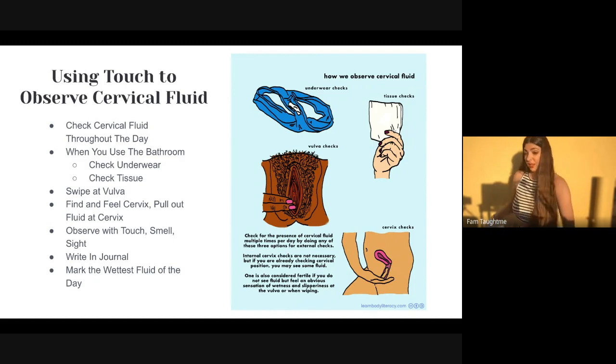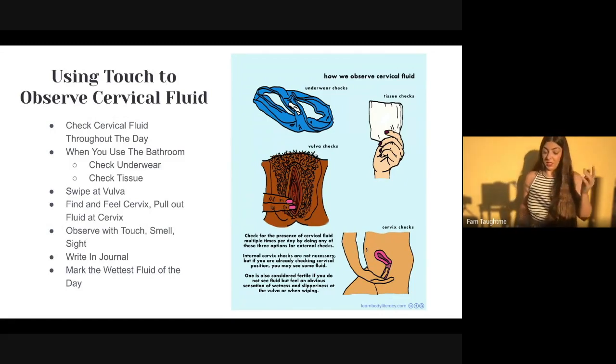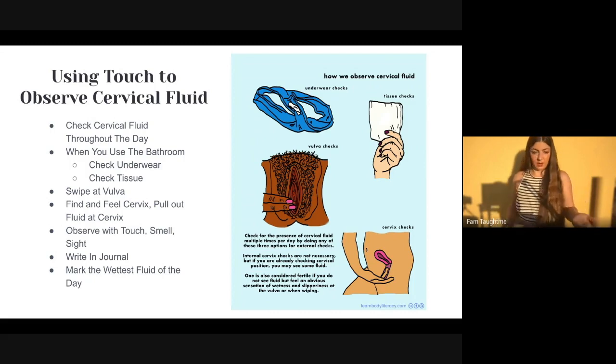And so that is one way that you can check your fluid every day, is just through this basic toilet tissue test. And if you see anything after you do that swipe, you feel wetness, and then you turn and look, you'll usually see something on the surface, and then you can pick it up and actually look at its quality and play with it in your hands. And all of that is part of the fertility awareness method and how we observe the cervical fluid. Okay, so that's tissue checks.